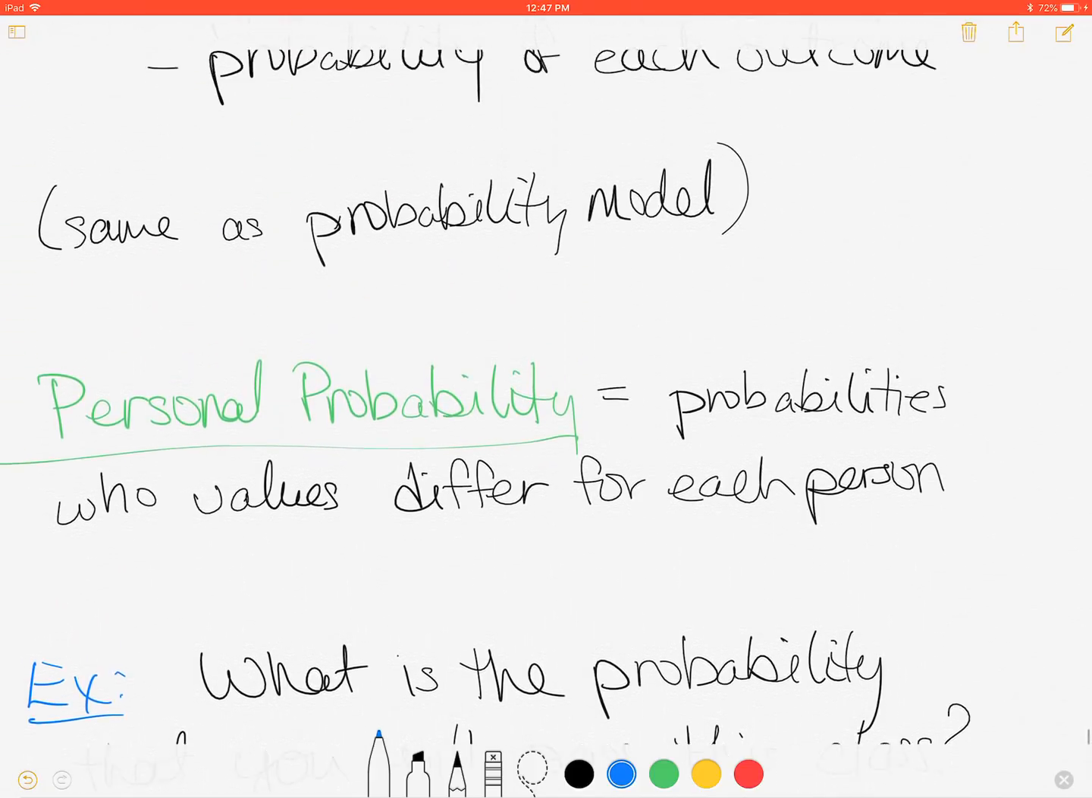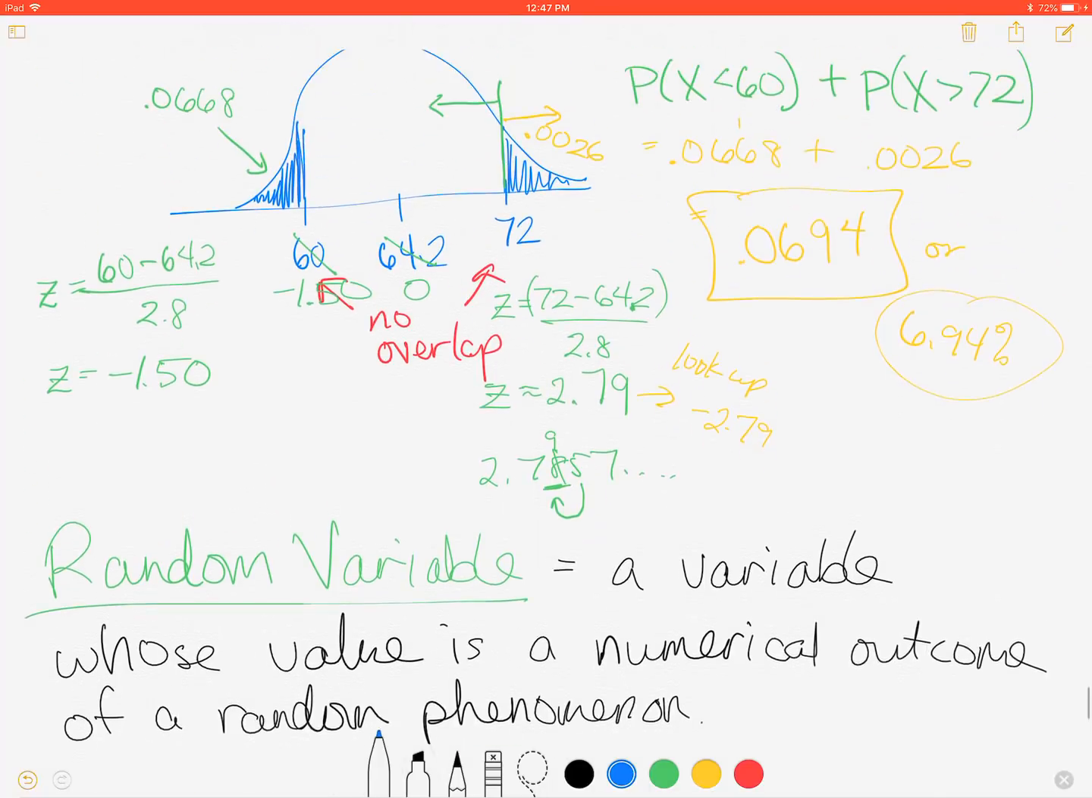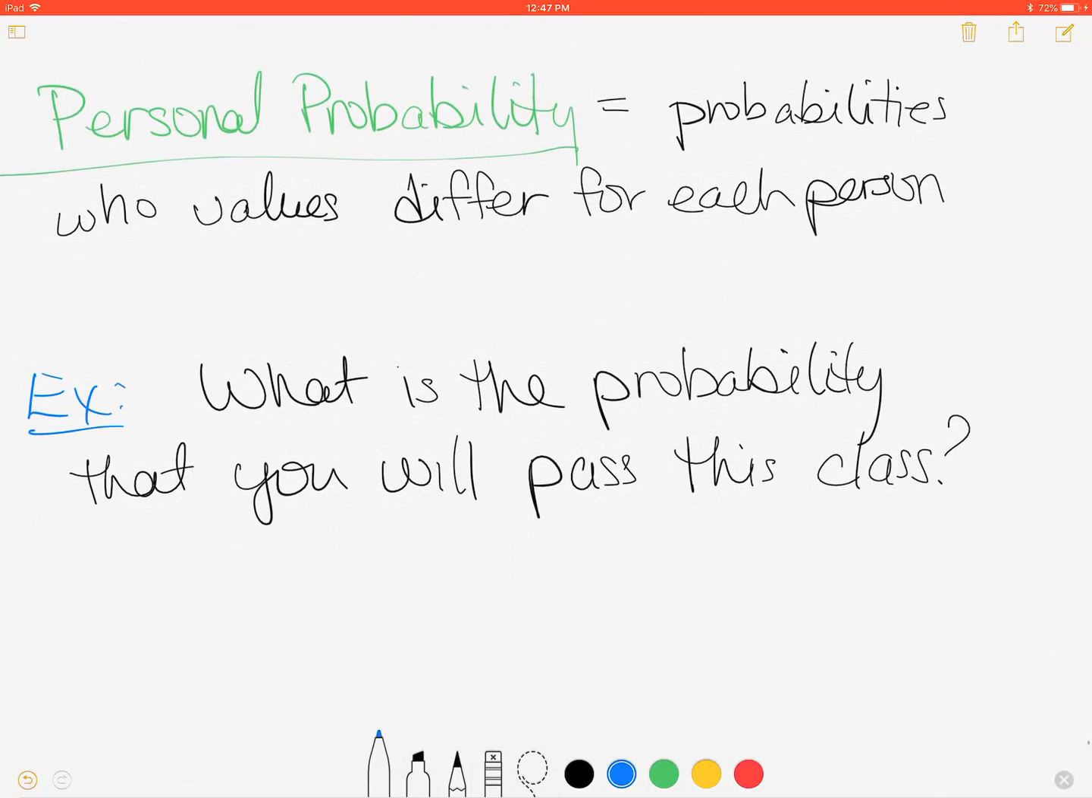So that is the end of chapter 12. It's all about probabilities. So if you have any questions, please come and see me.